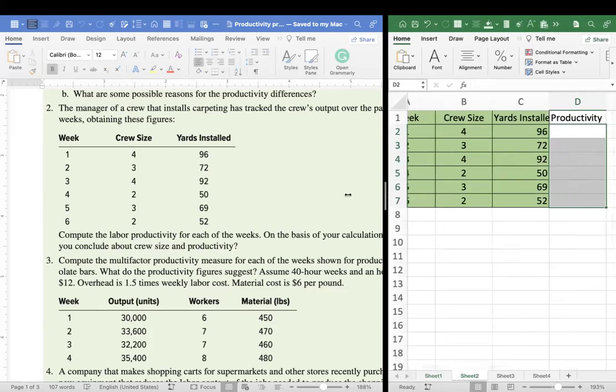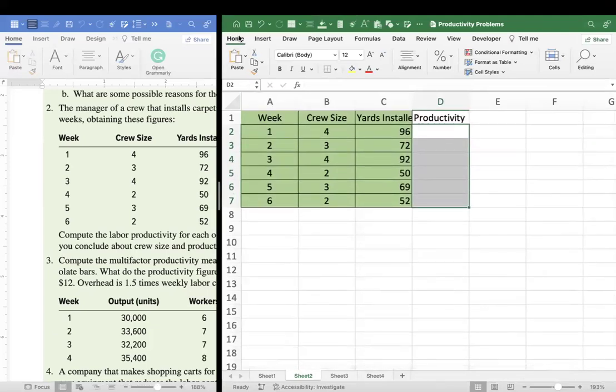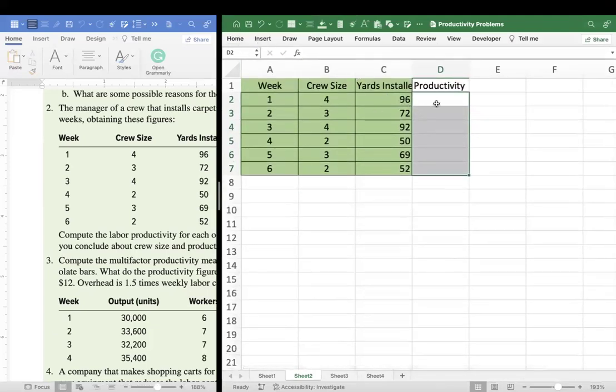Now here, for instance, I have already entered this data, and here we have week, crew size, and yards installed. Because we are supposed to calculate labor productivity, which is the ratio of output divided by the crew size, that's the formula I'll be using. So labor productivity is equal to 96 divided by this cell, and that gives you labor productivity, that's 24. And then you can drag it down and that will give you productivity for the whole week.